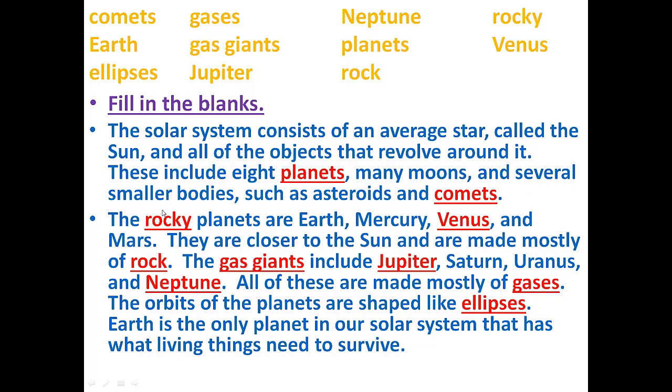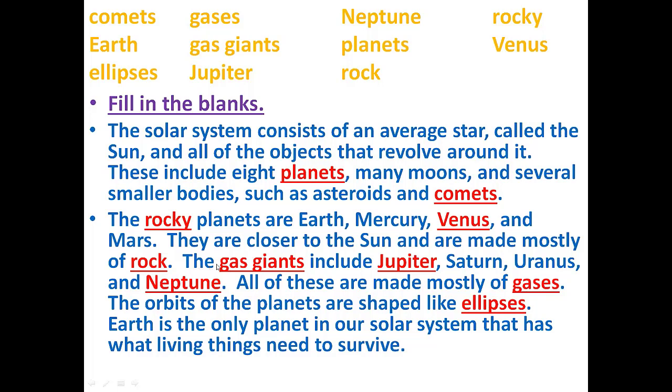Many moons and several smaller bodies such as asteroids and comets. The answer for the second blank is comets. The rocky planets are Earth, Mercury, Venus and Mars. The first blank in this sentence is rocky and the second blank is Venus. They are closer to the sun and are made mostly of rock. This is why they are called rocky planets. The blank is rock.